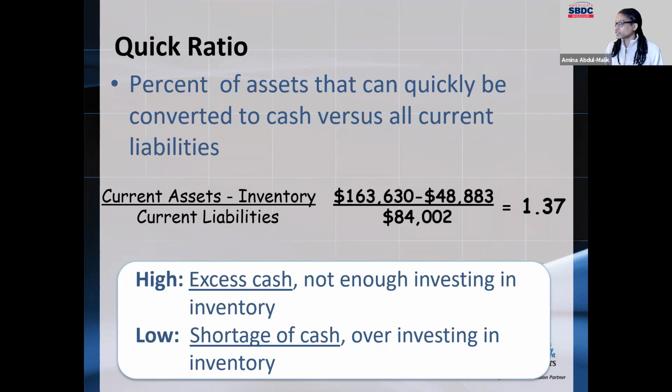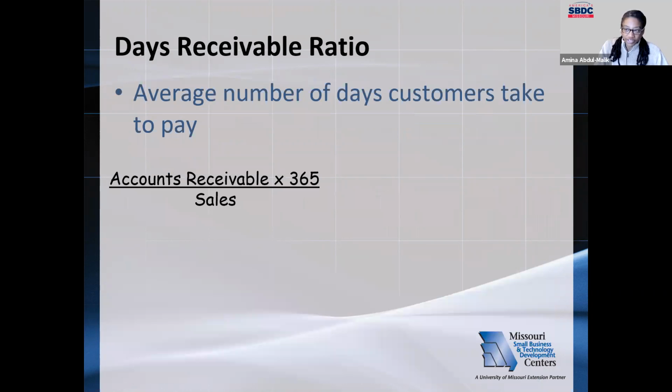And obviously, if your quick ratio is extremely low, then that means you have a shortage of cash and you are potentially over-investing into inventory or something that's not providing you with enough return currently on that asset. So a lot can be seen from some of these ratios.